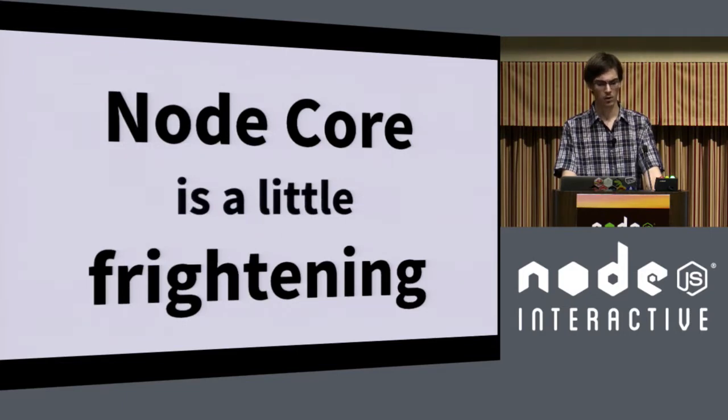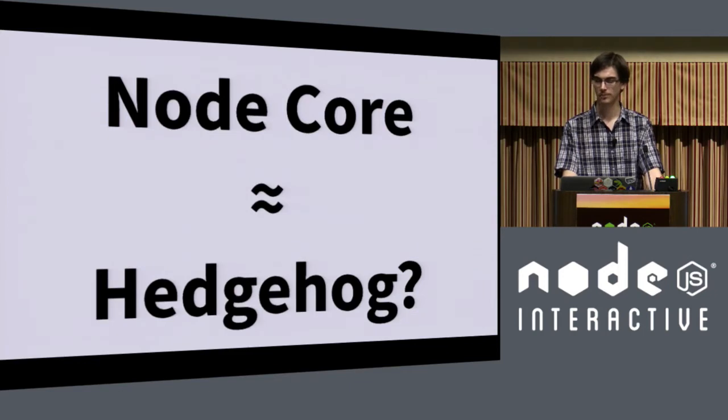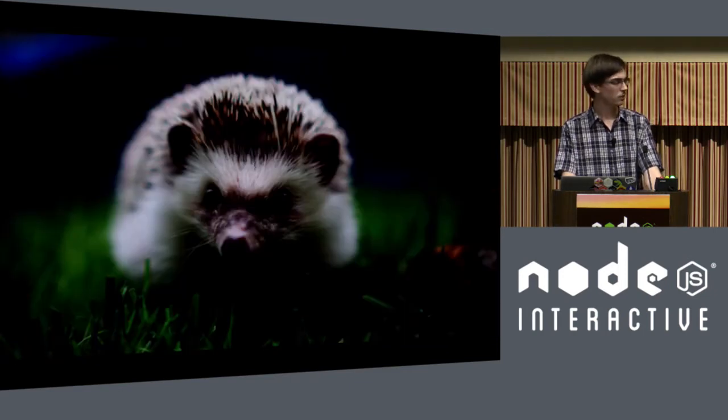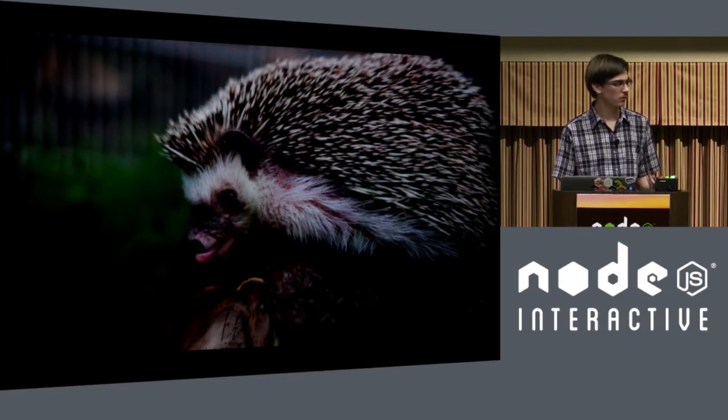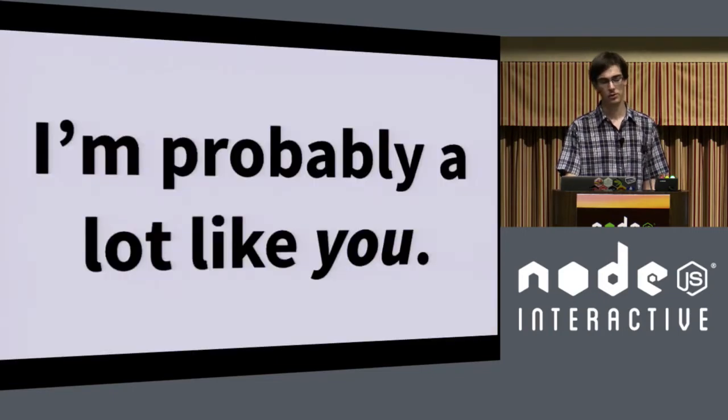But Node Core is a little frightening. It's a little bit spiky on the outside. It's kind of like my hedgehogs. They can be really spiky, but once you get your hands around the spikes and underneath them, they're actually pretty easy to pick up. Core is a little frightening. You have to get past some of those spikes. And the truth is, I'm probably a lot like you. I think I'm an okay programmer, but I'm not some ninja rockstar developer hero, and you don't have to be. And quite frankly, it's questionable if those even exist.